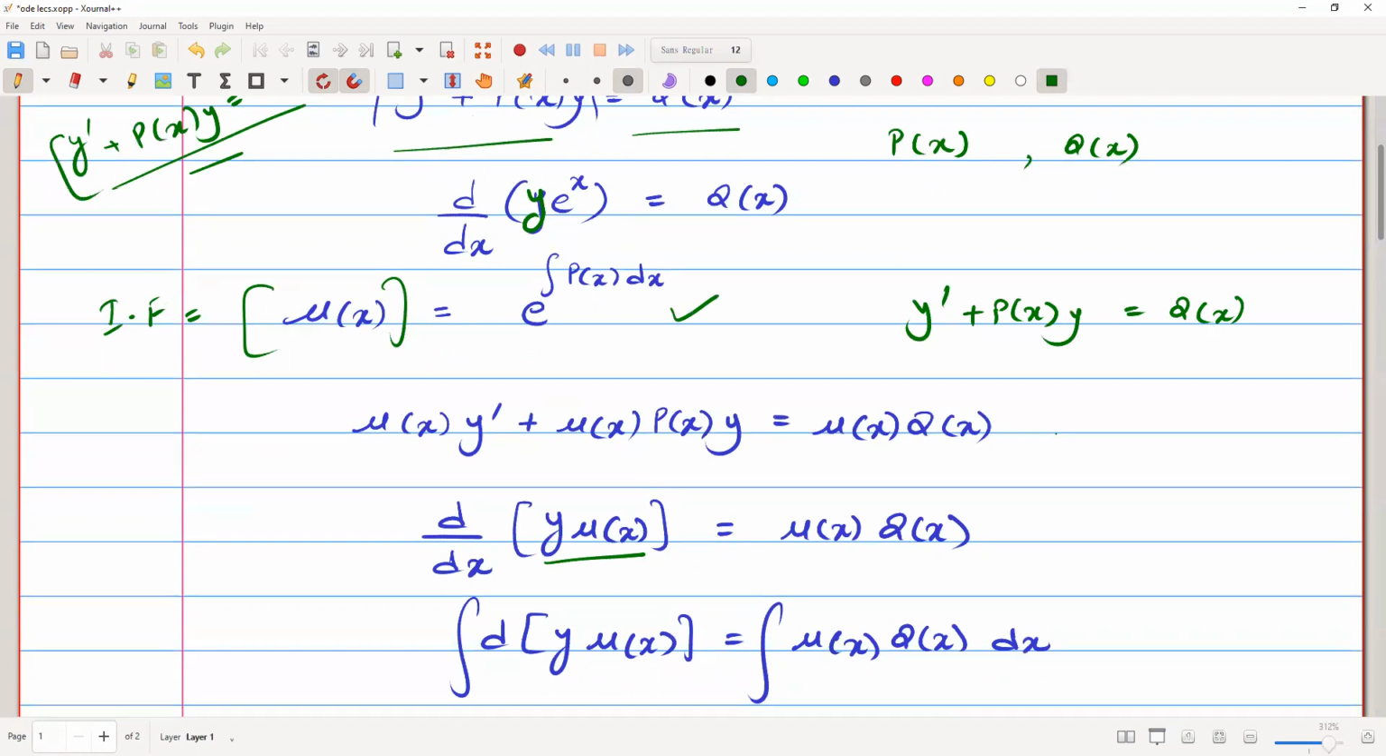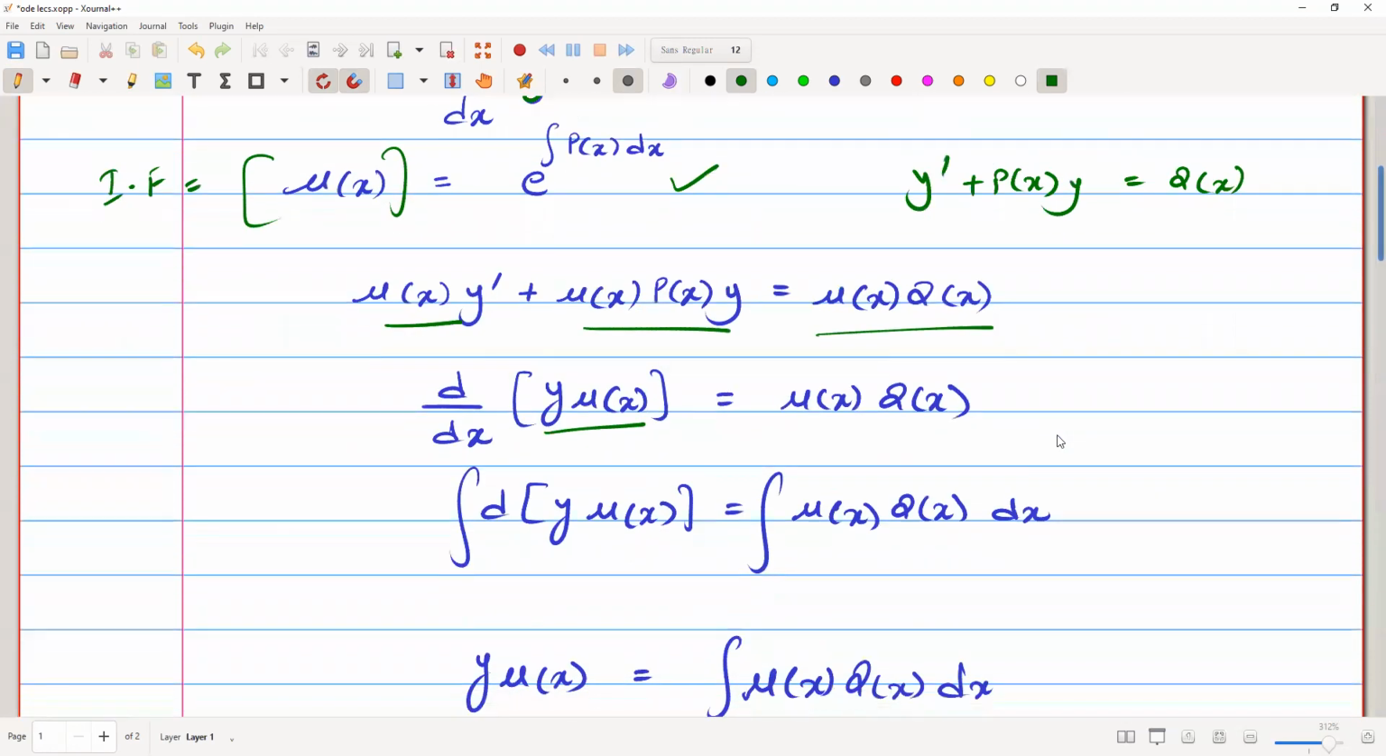For that, we need p of x, and we can easily get p of x from the equation, and we can find this by simply integrating on the exponent. Then we can simply multiply this mu of x to the whole equation, that is mu of x times y prime, then mu of x times p of x times y, and mu of x times q of x. Then the solution to this equation can be easily formulated. We can just write this d over dx of y mu of x.